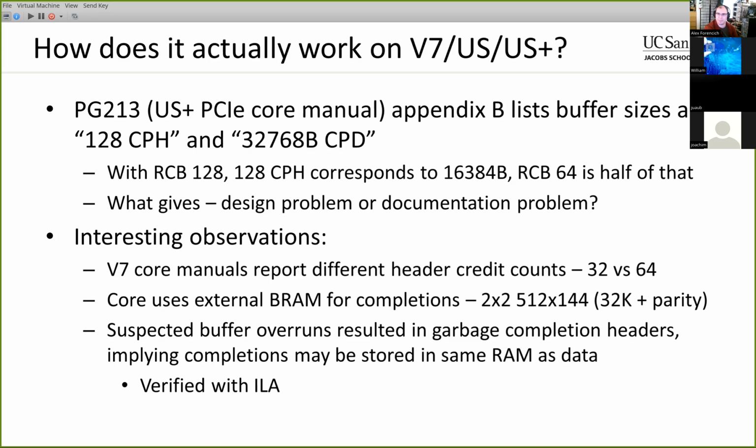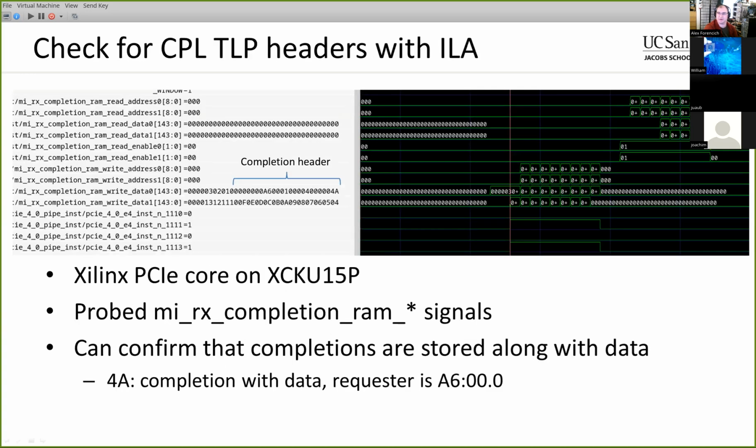So you would expect to see that only if the completion header was overwritten with data, as opposed to a header being overwritten with a different header. So that implies that these things are probably stored in the same memory. And I was actually able to verify this with the ILA, because since the core interfaces with these separate block RAMs, you can stick an ILA on it and verify that, yeah, we actually can see the completion headers getting stored alongside the completions.